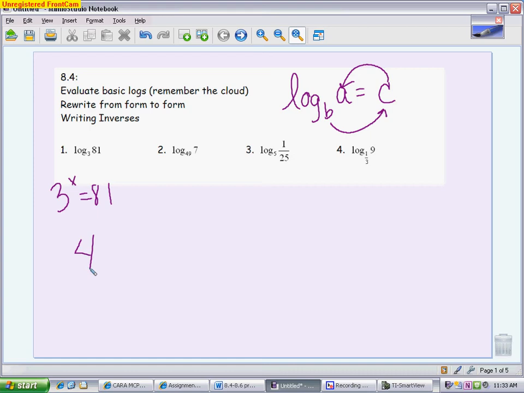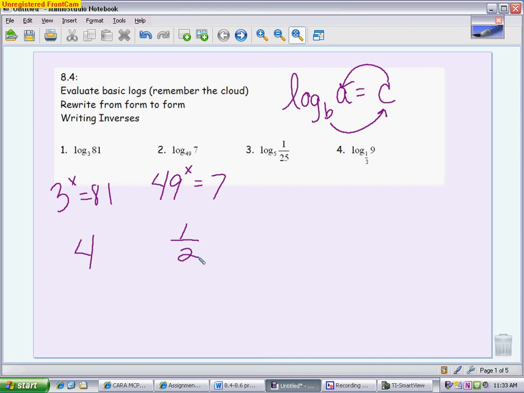The next one, same idea. You're trying to figure out what power am I taking 49 to get 7. Now I'm getting smaller. So you want to think, when I'm getting smaller, I'm probably taking a root, a square root, a cube root, something like that. It didn't become a fraction, so you're not really going to think negative exponents here. The square root of 49 is 7, so that is the 1/2 power.